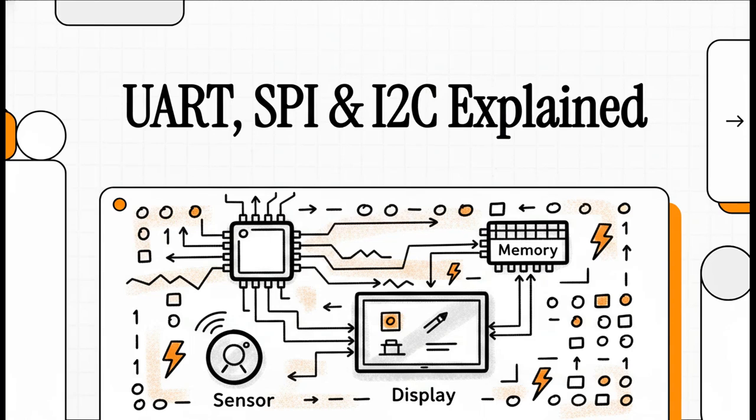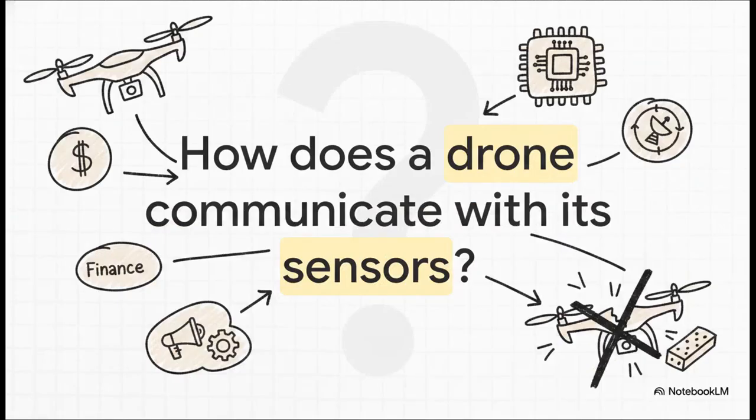Today, we are decoding the hidden languages that make virtually all of our modern electronic devices function. We spend a ton of time talking about the processors inside our gadgets, but a processor rarely works alone. It needs to talk to sensors, memory chips, displays, the whole shebang. So how exactly do they do that? Okay, let's dive into this.